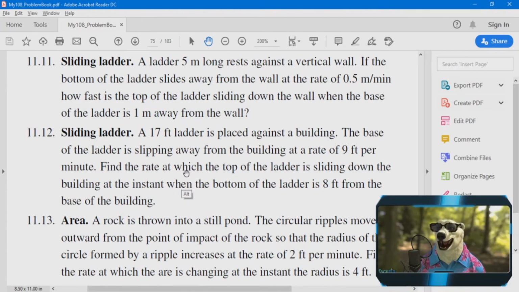So we have a ladder 5 meters long that rests against a vertical wall. If the bottom of the ladder slides away from the wall at the rate of 0.5 meters per minute, how fast is the top of the ladder sliding down the wall when the base of the ladder is 1 meter away from the wall? All right, so before we worry about the whole question in one go, we want to visualize what's happening here, see what variables we need, and so on.